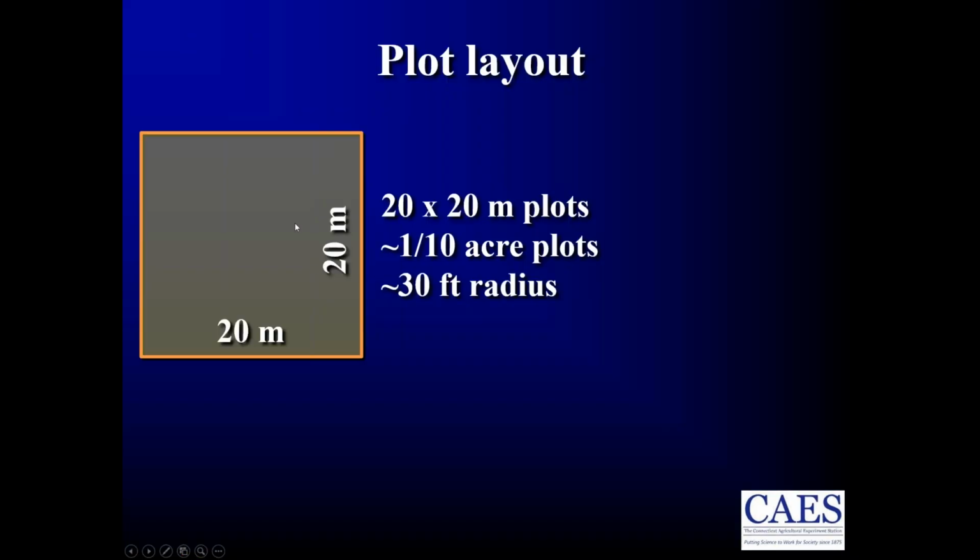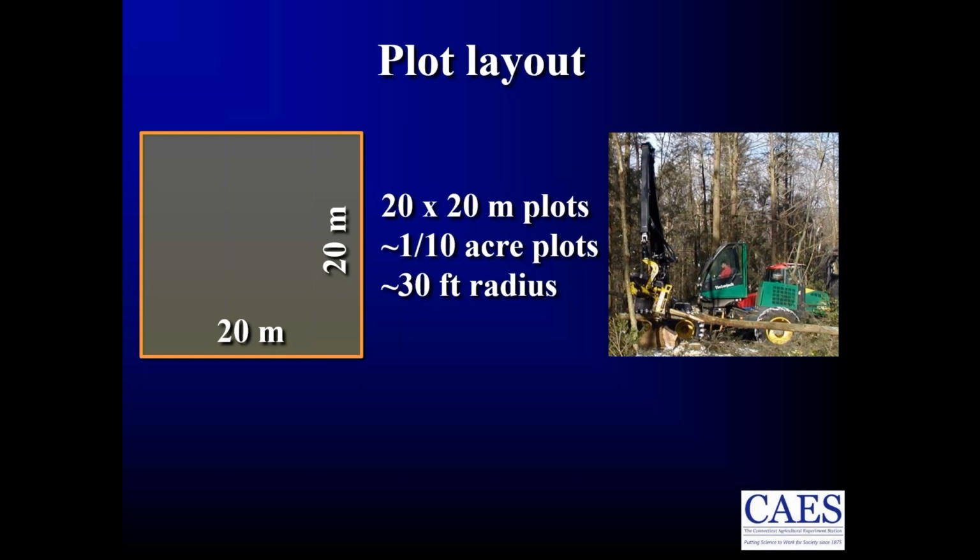So what we did is we looked at 20 by 20 meter plots. It's about 1/10 of an acre. 20 meters is almost exactly one chain by one chain. And this approximates a 30-foot radius that a lot of mechanized harvesters can handle.